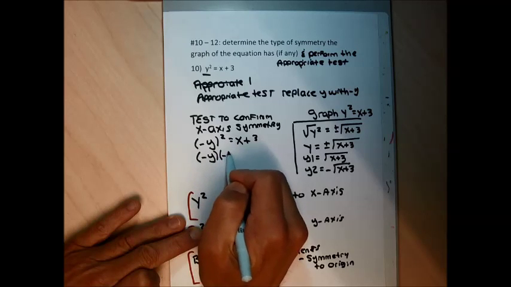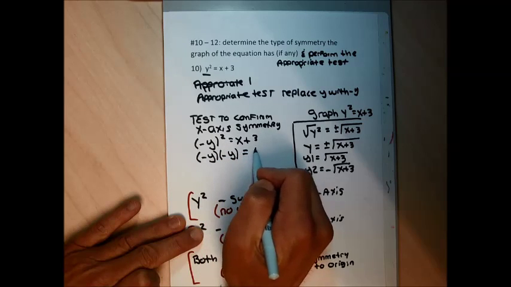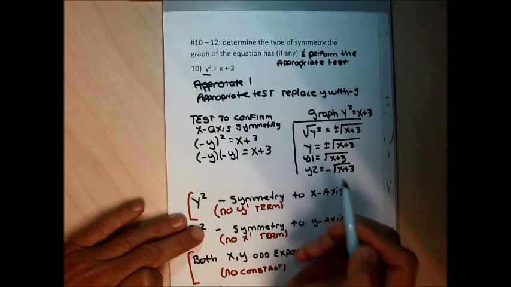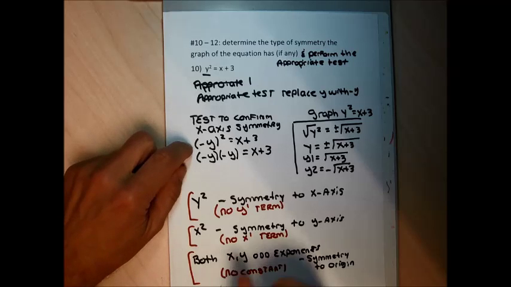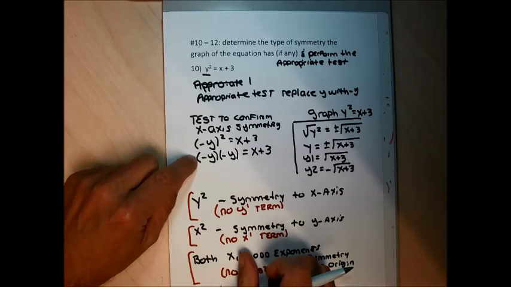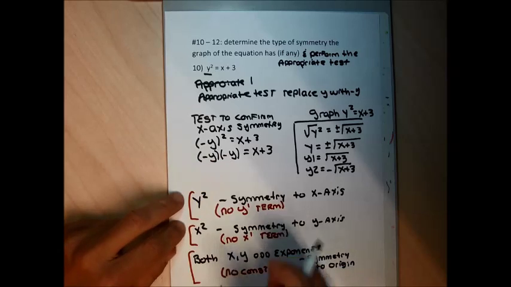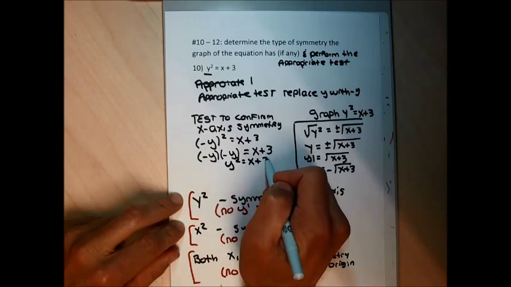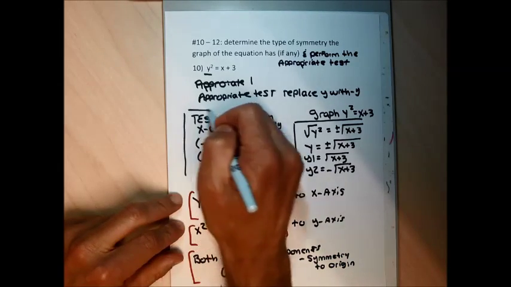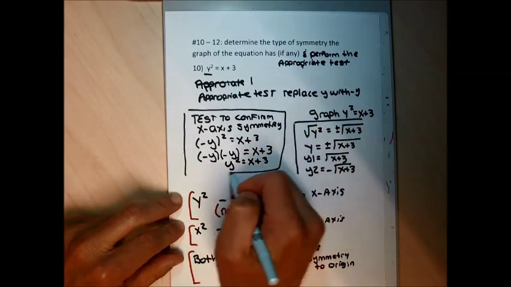In all the symmetry tests, the algebra has to simplify back to the original problem. If the algebra doesn't simplify back to the original problem, it doesn't have that kind of symmetry. So negative y squared is the same as negative y times negative y. Negative y times negative y is positive y squared. Because this simplifies back to the original problem, I know that I have x-axis symmetry.